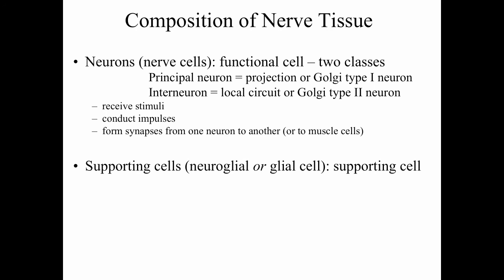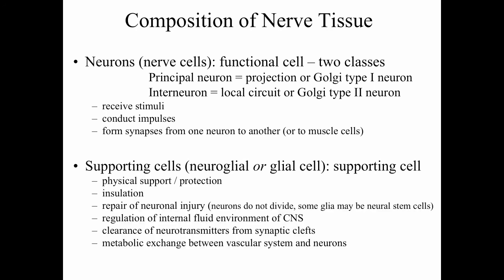And then we talk about the supporting cells, neuroglial cells, or simply glial cells for short. These are the supporting cells, and in a loose way you might think of these as the stromal cells in nervous tissue. These supporting cells or glial cells provide physical support for neurons and protection for neurons. They can insulate the neurons. As you'll come to appreciate, membrane depolarization is very important in the conduction of nerve impulses, so insulation is important. The supporting cells play a role in repair after neural injury.